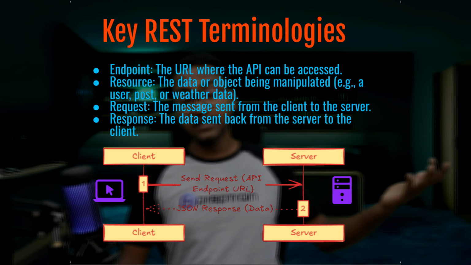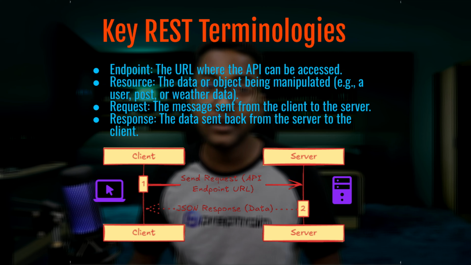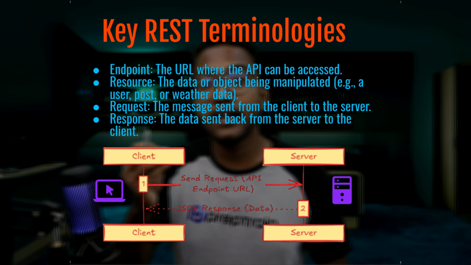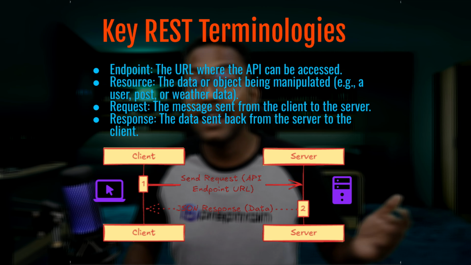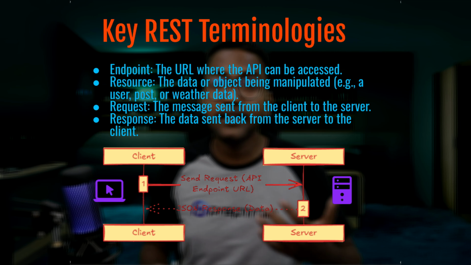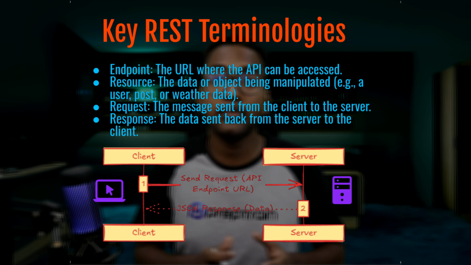So first, let's talk about the endpoint. An endpoint is essentially the URL where the API can be accessed. Think of it like an address where your request is sent. Every time you interact with an API, you are communicating with an endpoint.